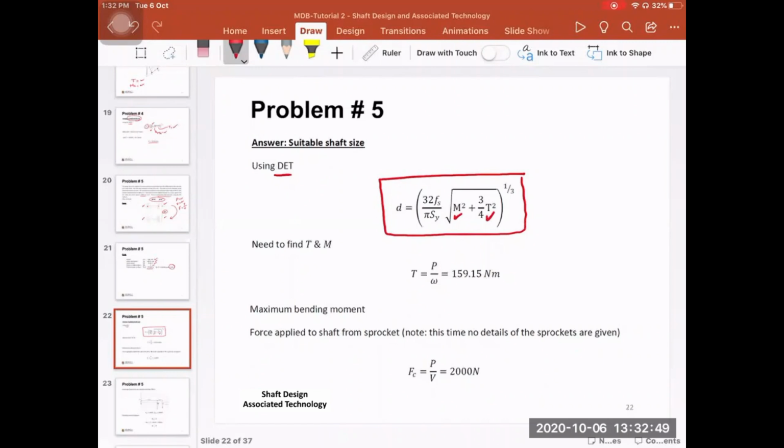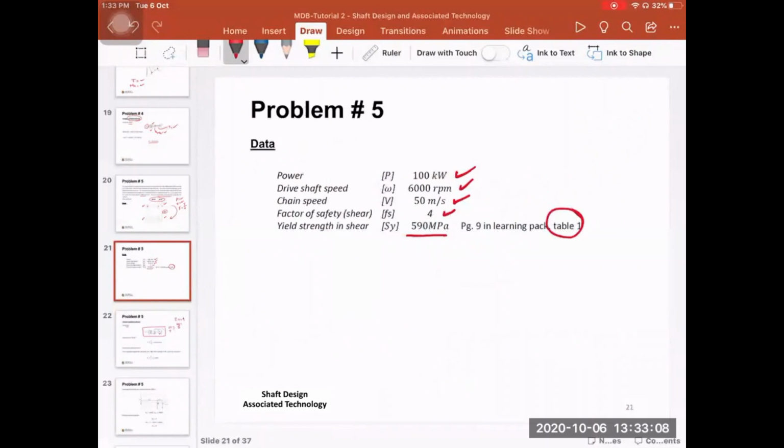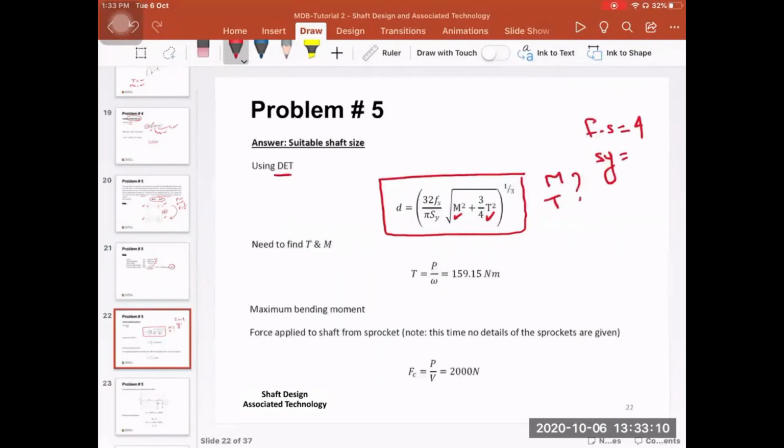As you can see, in order to find the diameter, we need to find both the maximum bending moment on the shaft and the torque on the shaft. The factor of safety is given, it is 4, and the yield strength of the material is given. It is 590 megapascal. So our task now is to find the maximum bending moment and the torque.